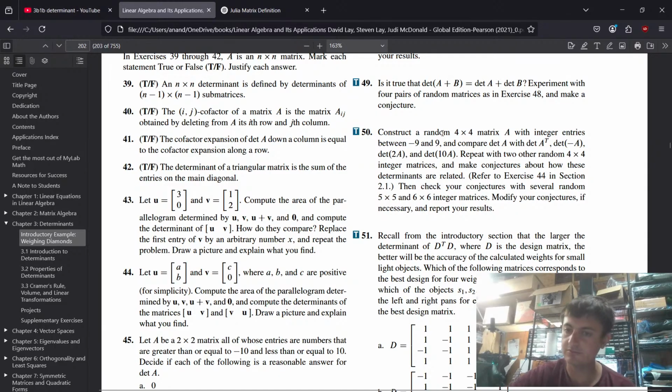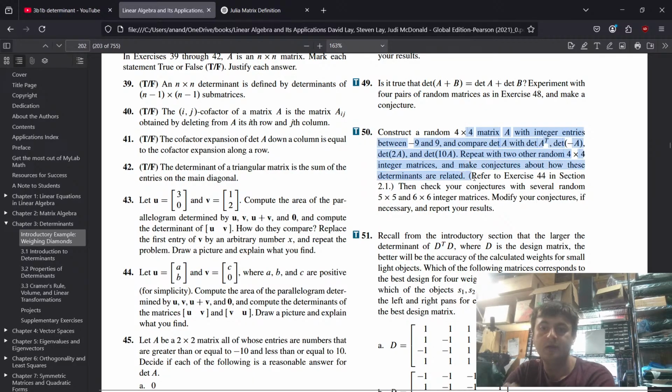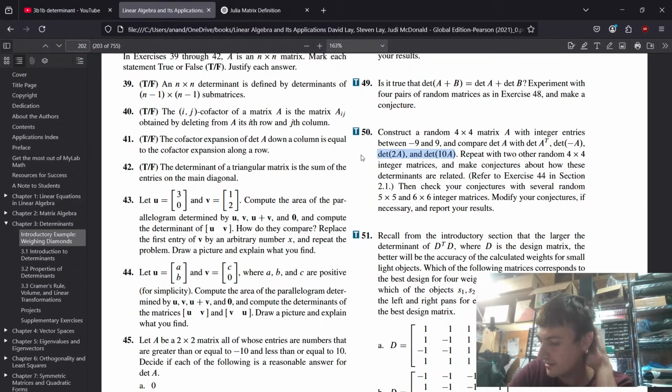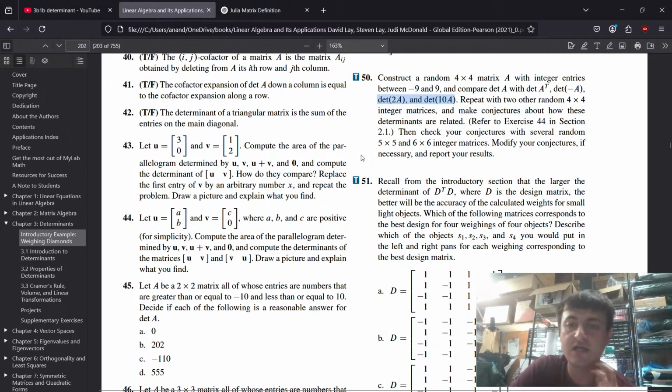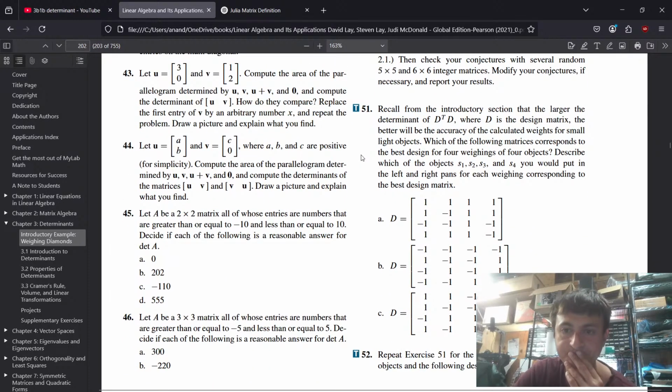So yeah, 50 was really good. I started looking at, make conjectures about how these determinants are related. We found that for the scalar multiplication of a determinant, the scalar gets taken to the power of the size of the matrix, really.